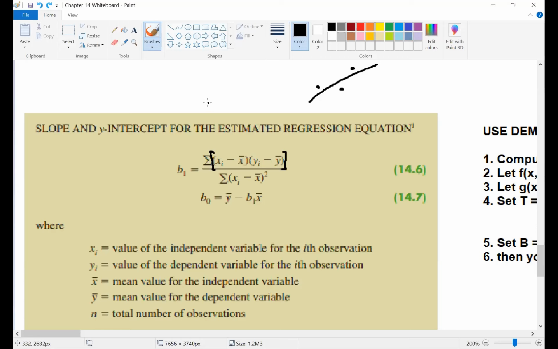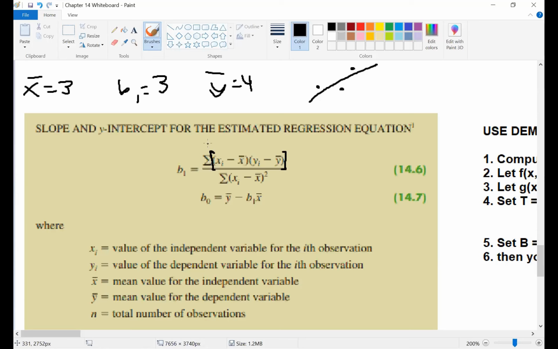So in an overly simplified example, let's say B1 is equal to 3, X bar is equal to 3, and Y bar is equal to 4. Then you'd come down here, you'd have 4 minus 3 times 3, so B naught would be -5. It's not going to be that simple. That's just an illustration of the concept.